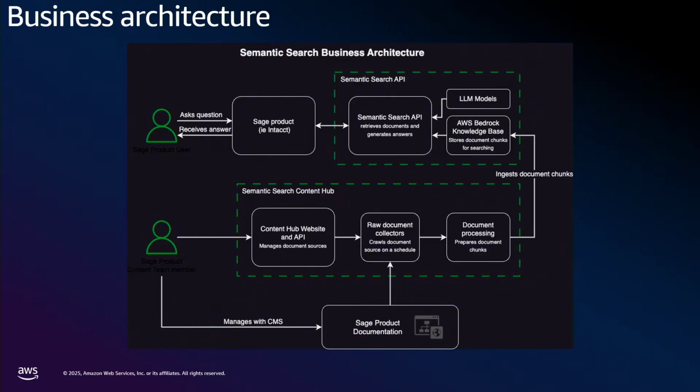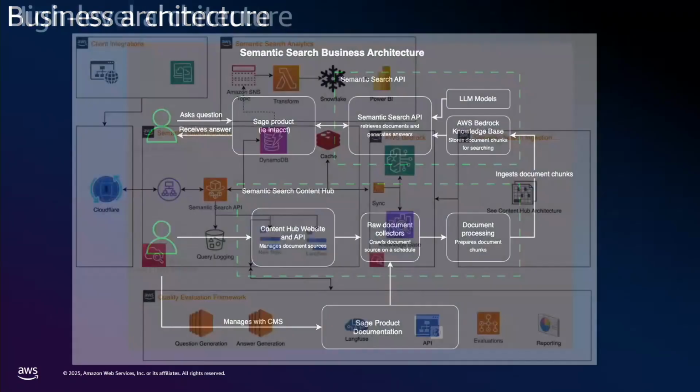I'm going to go through 3 layers of diagrams now. The first one is a business layer diagram, and we've got a top and a bottom section to that. The first top section is all about how a user can interact with the Intacct product, and then how it calls out to the semantic search API. And the bottom section is just talking about how that content hub is the place for the content managers to specify where their documents need to be crawled and need to be ingested and stored from.